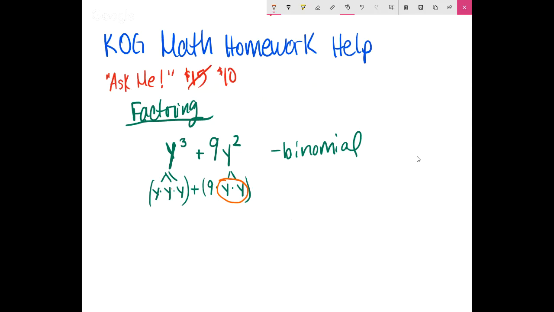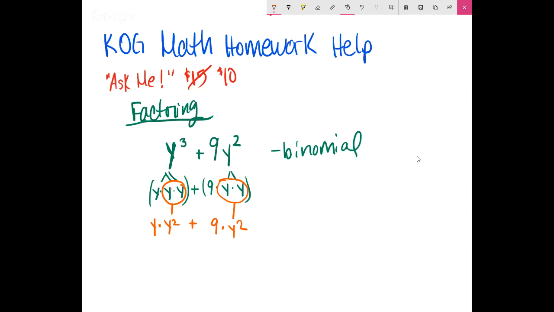I don't see any 9s in the first one, but I do see 2y, so I can circle that. What is 2y's multiplied together? Well, we just broke down what y squared is. We said it's y times y. So we can just say that that's y squared again, and this is also y squared. So we can say y times y squared plus 9 times y squared.